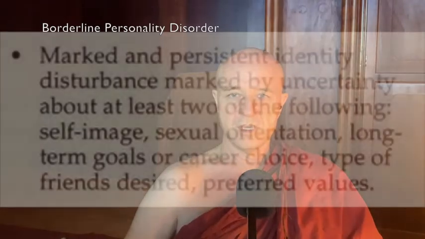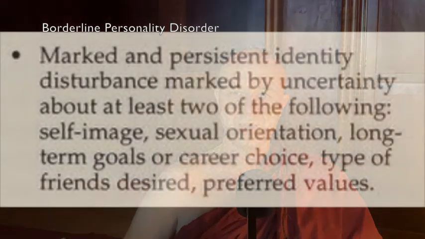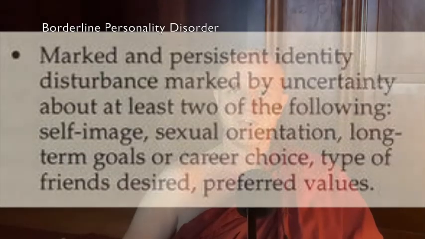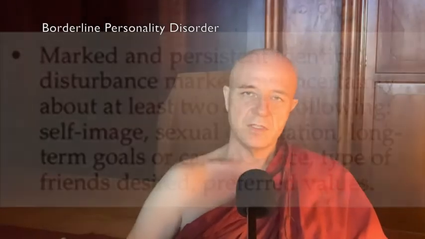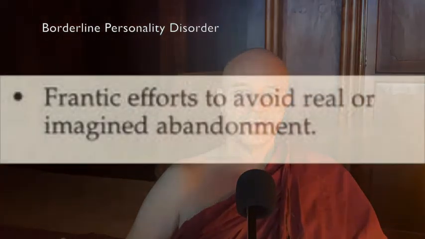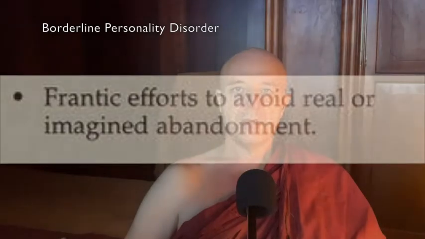Marked and persistent identity disturbance, marked by uncertainty about at least two of the following: self-image, sexual orientation, long-term goals or career choice, type of friends desired, and preferred values. There are frantic efforts to avoid real or imagined abandonment.